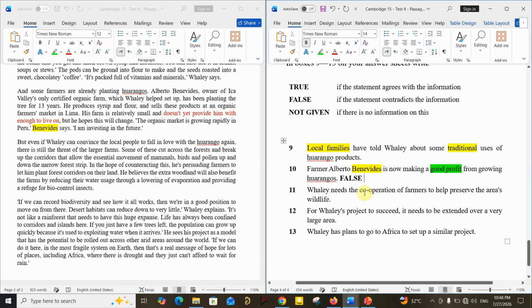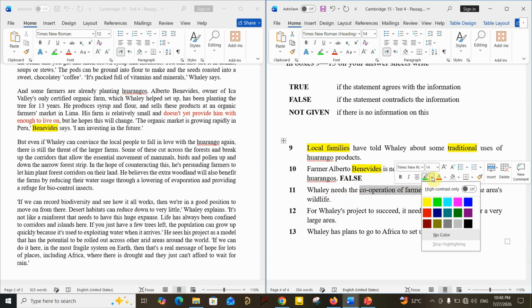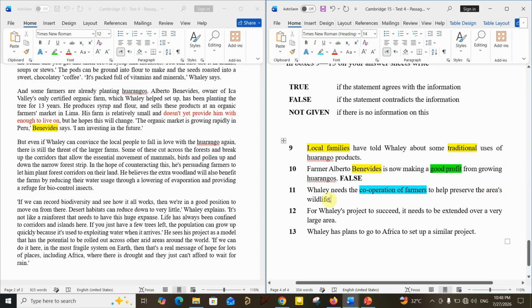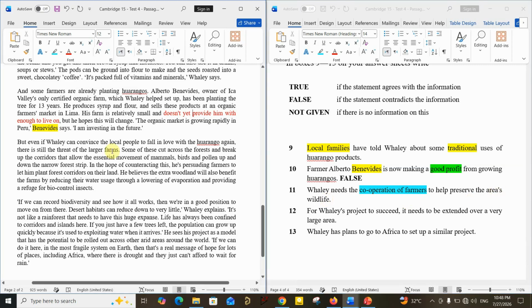Well, it needs the cooperation of farmers to help preserve the area's wildlife. So the questions and answers in true, false, not given are in the same order. But even if Valley can convince the local people to fall in love with the harango again, there is still the threat of the larger farms. Some of these cut across the forest and break up the corridors that allow the essential movement of mammals, birds, and pollen.